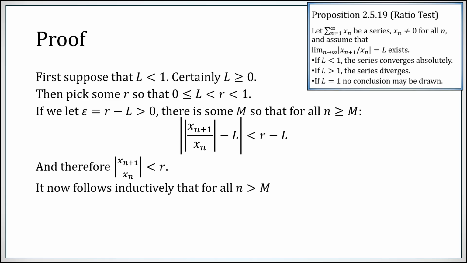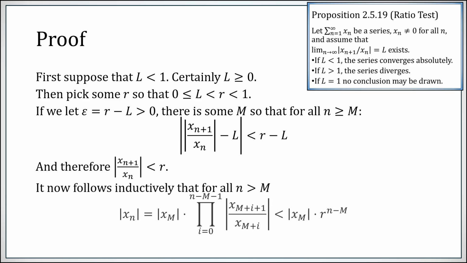We can now inductively establish that at least past this cutoff index M, we can do the following. Looking at this inequality that I'm highlighting now, the next term is less than R times the previous term, in absolute value at least. So past that index capital M, simply pull that factor of R out repeatedly. From xM, to get to xn, I can multiply by this nasty looking product. But what's really going on here? When i is 0, you get xM plus 1 over xM. That would cancel the xM and leave xM plus 1. When i is 1, you get xM plus 2 over xM plus 1.